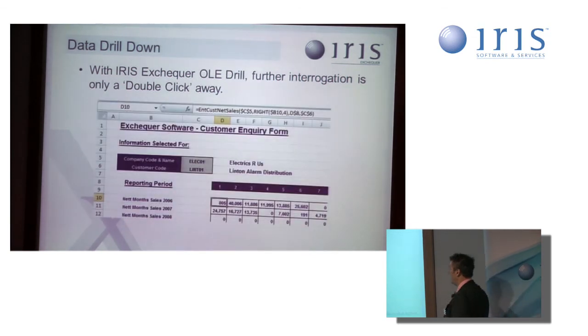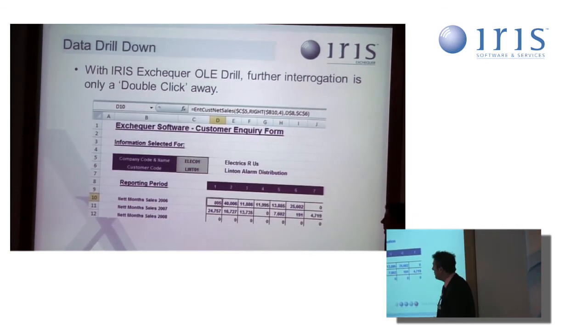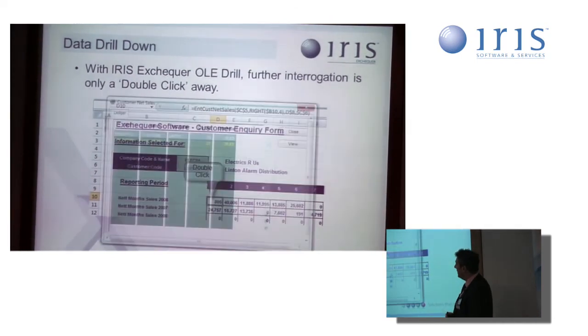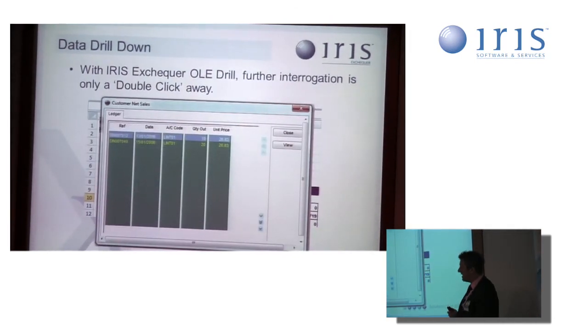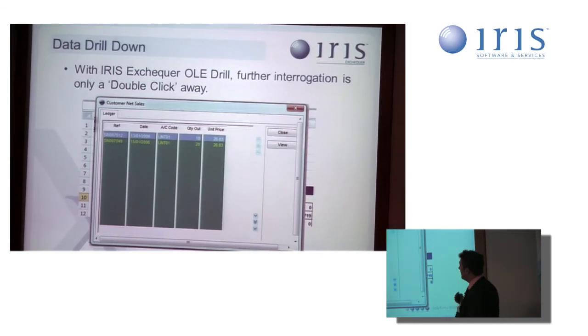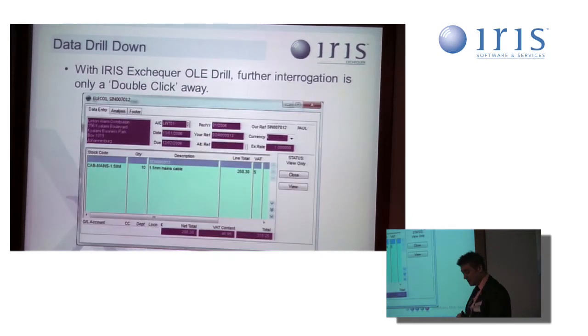Highlight the value you want to analyse. In this case I've chosen Theory 1 2006. Double click on it and it will open up your customer net sales. You can further drill down into that and open up the transaction itself.